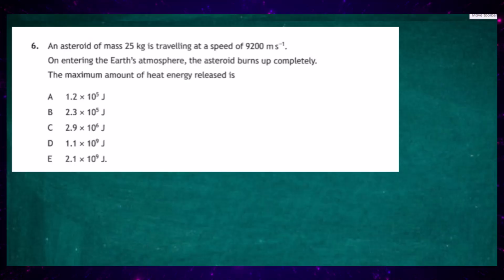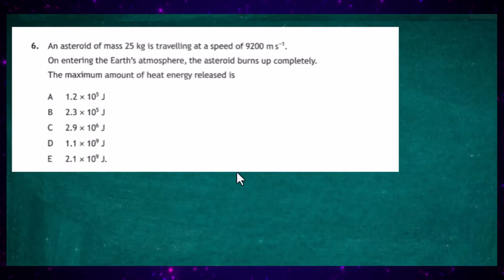Question 6 from the 2025 National 5 Physics paper from the SQA, and it's from paper 1. An asteroid of mass 25 kilograms is travelling at a speed of 9,200 metres per second. On entering the Earth's atmosphere, the asteroid burns up completely, and the maximum amount of heat energy released is, and we're given the 5 responses.